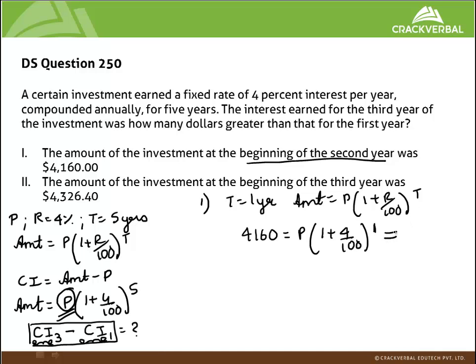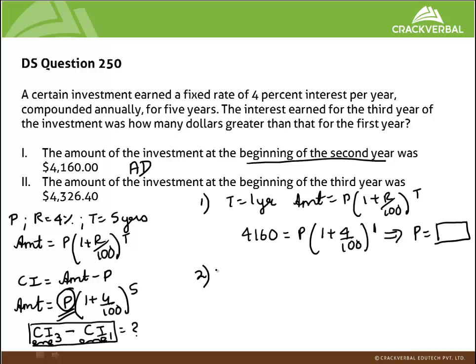Now using this equation, we can get one definite value for the initial principal invested. And if we get one definite value for the initial principal invested, we can definitely solve for the compound interest for the third year and the compound interest for the first year and get the difference between the two. So the first statement is sufficient and the two possible answer choices are A and D.